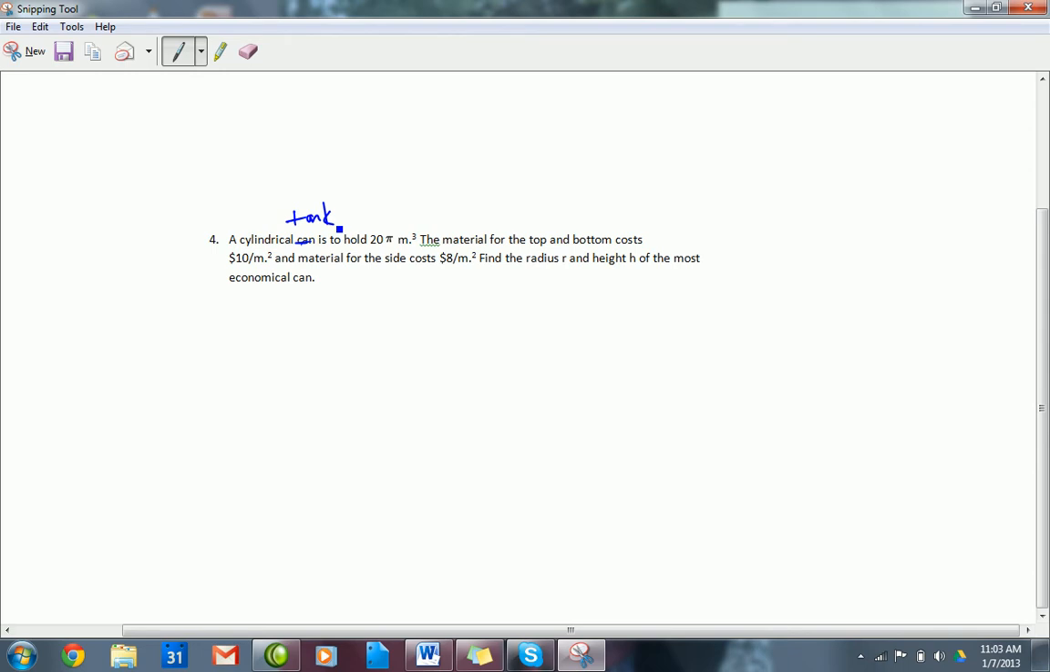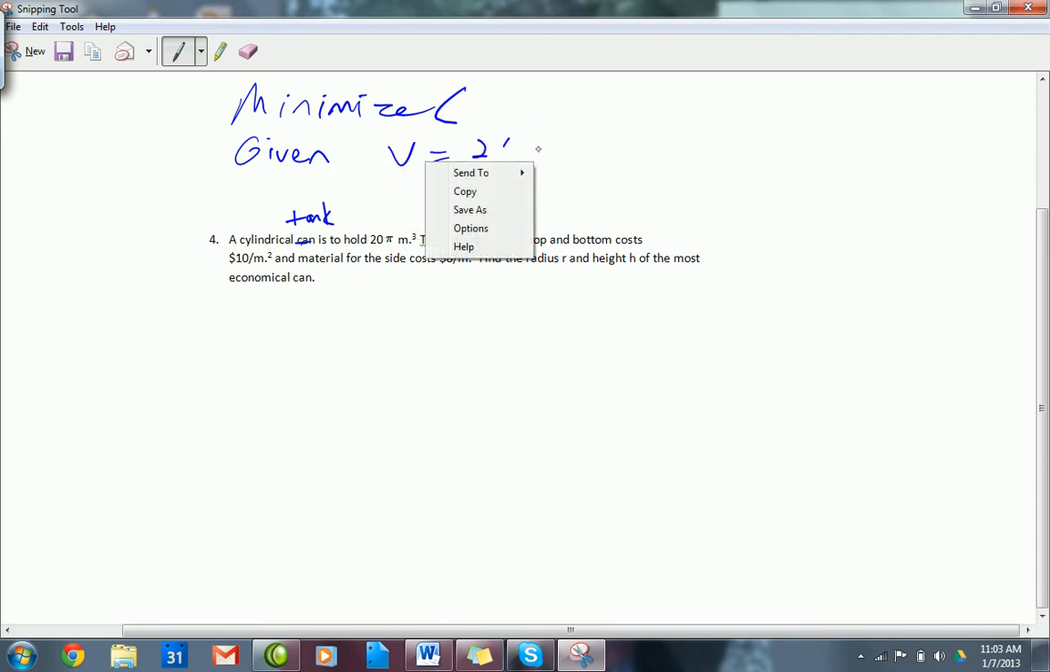So the essence of this problem comes down to this. We want to minimize the cost, given or such that it holds 20 pi. Now that means the volume is going to be 20 pi. Okay, that's the essence of this problem. We're building a can, minimize the cost, and it has to hold a certain volume, 20 pi cubic meters. Let's get a little bit more specific.